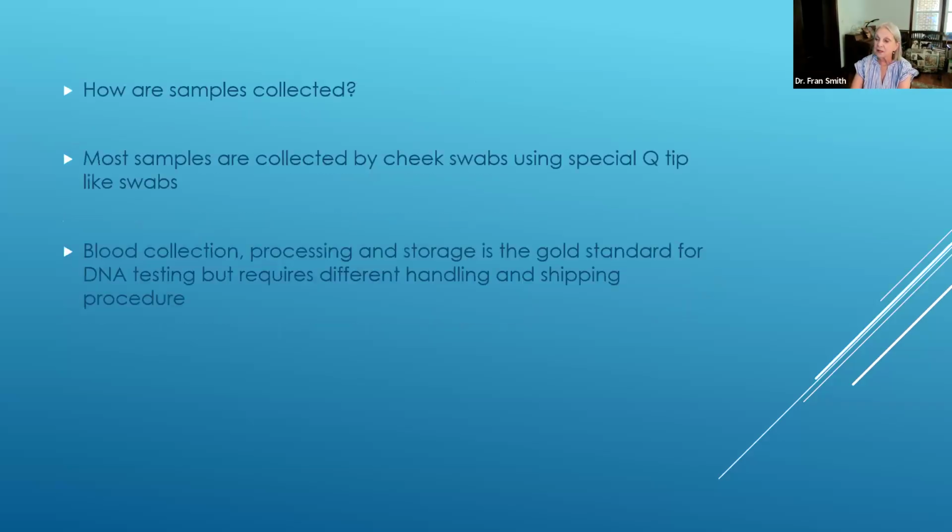How are these samples collected for your testing? Most are collected by cheek swabs using special Q-tip or brush-like swabs. If you want to know everything, and if you're concerned what your dogs might contribute for the next 100 generations, blood that is collected, processed, and stored is the gold standard for testing, but it does require handling and shipping procedures that are more complicated.